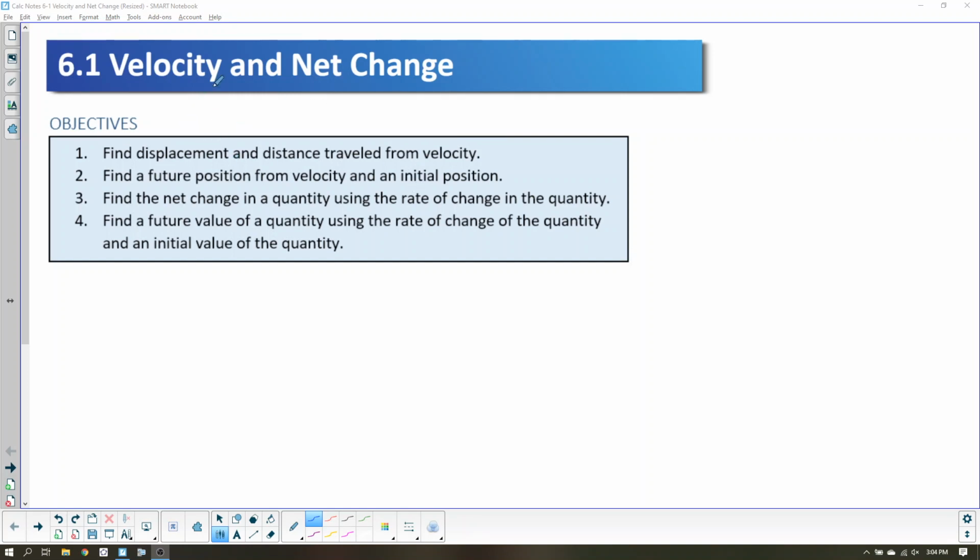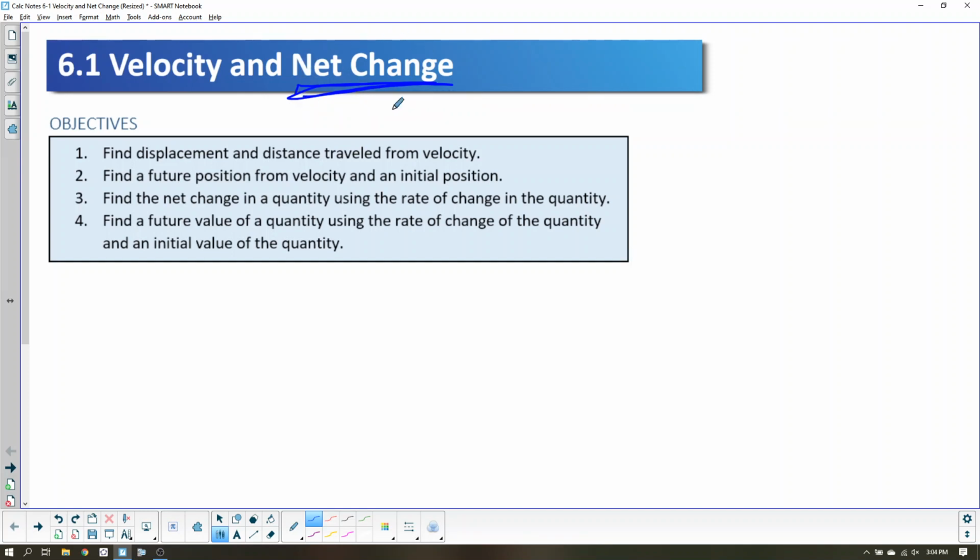Alright, so this is our first section in Chapter 6. And the main thing in this section is this concept of net change. Really, this section is not anything new. The net change theorem, the main theorem that we're going to talk about in this section, really is just the fundamental theorem of calculus with different words to go along with it.